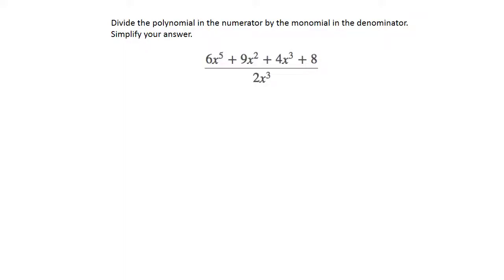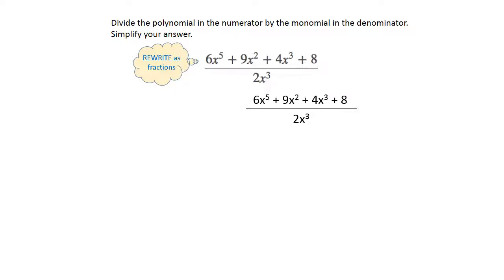In this example, we're going to divide a polynomial in the numerator by a monomial in the denominator, and we're going to simplify. It's important that there's a monomial in the denominator because with that there, we're able to write the entire expression as fractions. We're going to break it apart and write it as fractions.